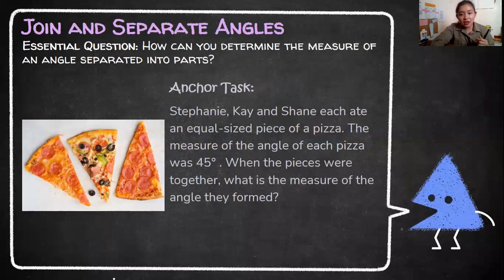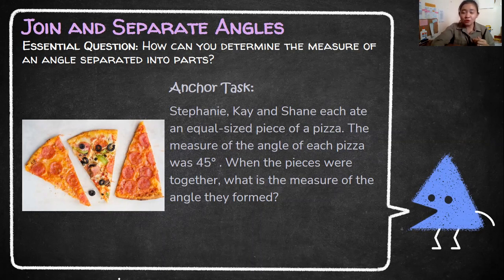Stephanie, Kay, and Shane each ate an equal sized piece of pizza. The measure of the angle of each pizza was 45 degrees. When the pieces were together, what is the measure of the angle they form? This is a very classic example of a word problem involving joining and separating angles.